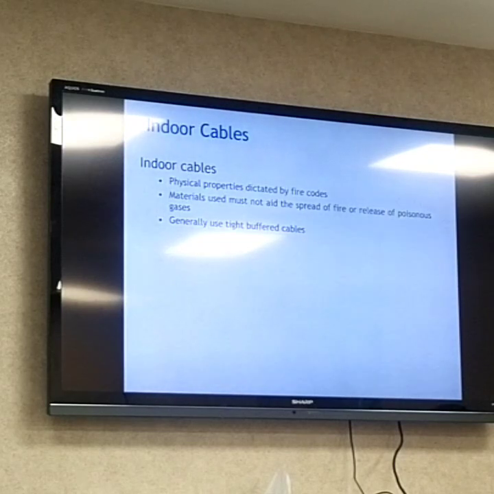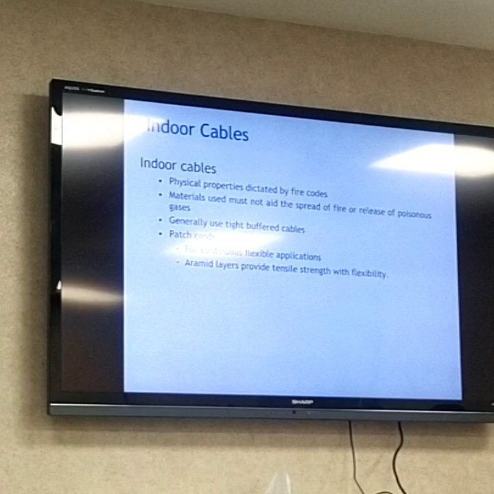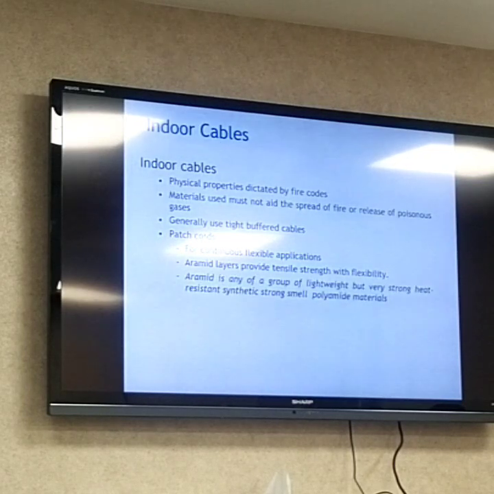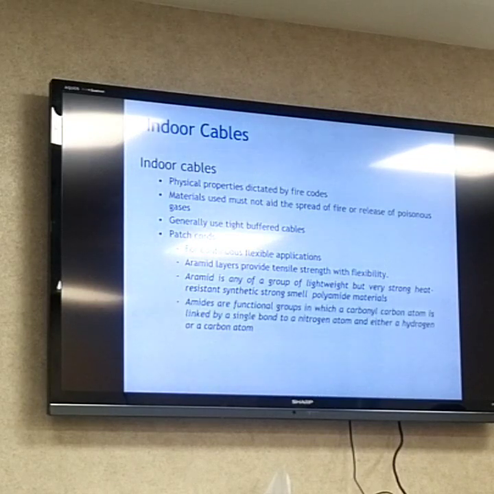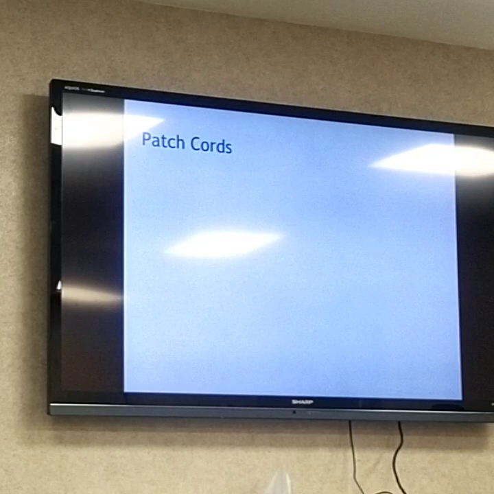General use tight buffered cable, patch cord for continuous flexible application. Aligned layers provide tensile strength and flexibility. Some material is added to the layer of the cable to make it fire retardant, like carbon atoms linked with single bond nitrogen, to stop the fire propagation through the cable. It's some type of synthetic high performance fiber.